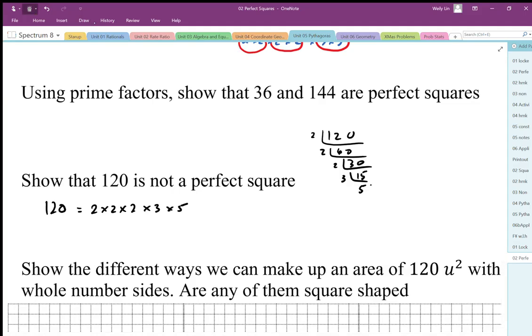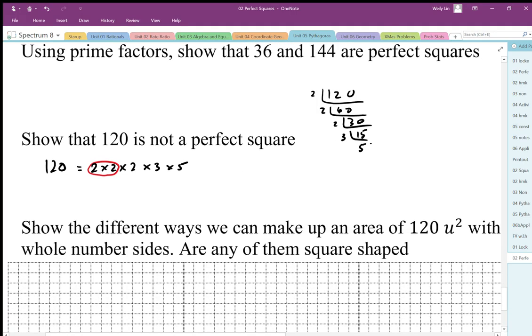And we cannot put this into groups of 2. We have a pair here, but we have a whole bunch of leftover pieces. So this is not a perfect square. It's close to a perfect square. It's close to 121, which is a perfect square, but 120 is not a perfect square.